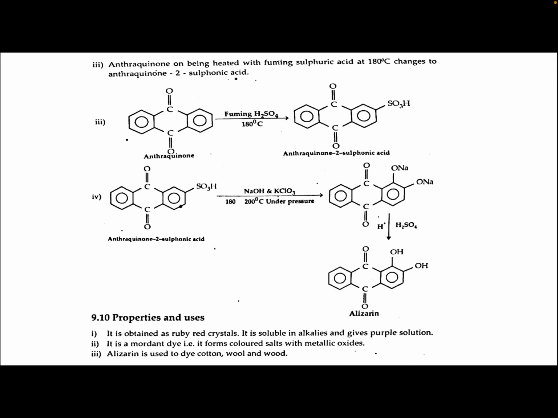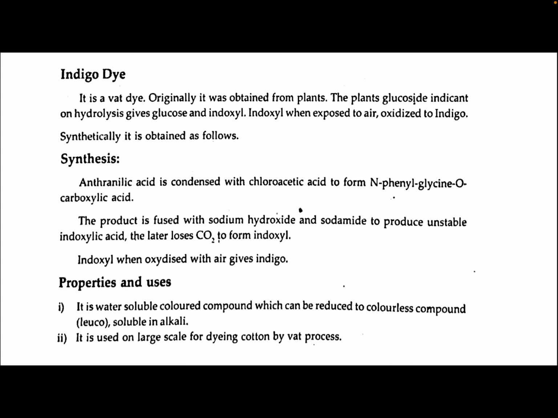This anthraquinone-2-sulfonic acid, on heating at 200 degrees centigrade under pressure in the presence of NaOH and potassium chlorate, followed by sulfuric acid, gives alizarin. So this is the structure of alizarin. Properties and uses of alizarin: it is obtained as ruby red crystals. It is soluble in alkalis and gives a purple solution. It is a mordant dye, that is, it forms colored salts with metallic oxides. Alizarin is also used to dye cotton, wool and wood. Means to color cotton, wool and wood we can use alizarin.